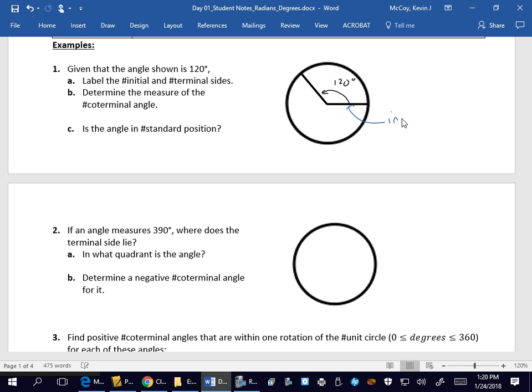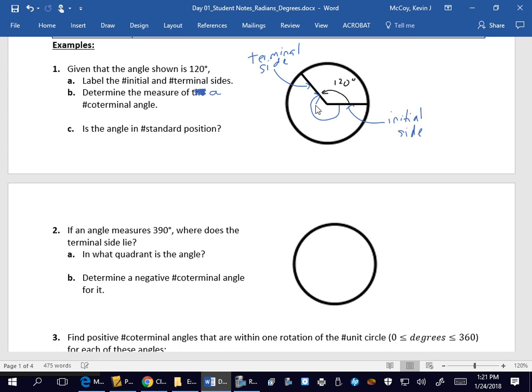So that's your initial. And the terminal side is where it stops. That's this piece right here. And we want to determine the measure. Now this says of the coterminal angle. That's actually very badly worded because there are an infinite number of them. So we'll say of a coterminal angle. The one that they're intending us to do here is the negative angle within the circle. So what they want us to find is this angle right here.